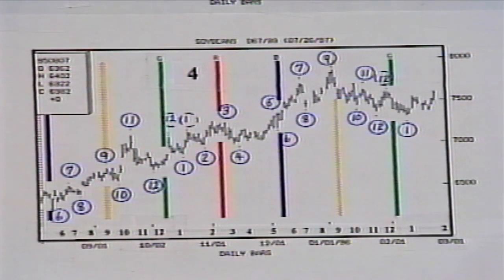We have a high 3, low 4, high 5, low 6, high 7. Now look at that run there between the low 4 and the high 7.